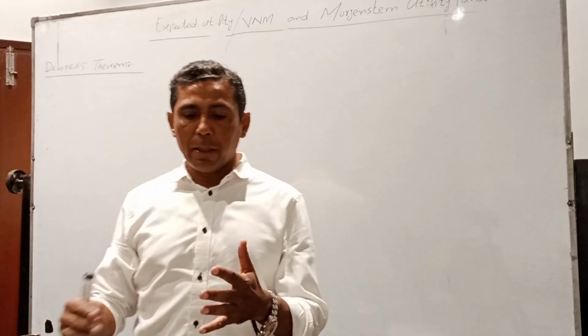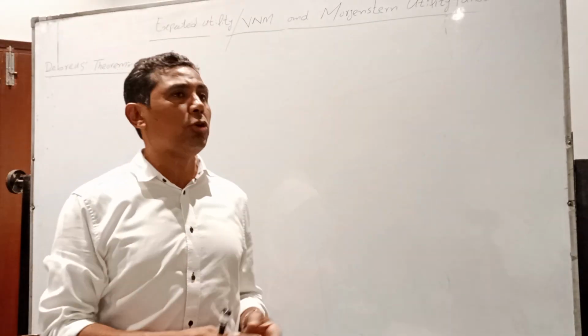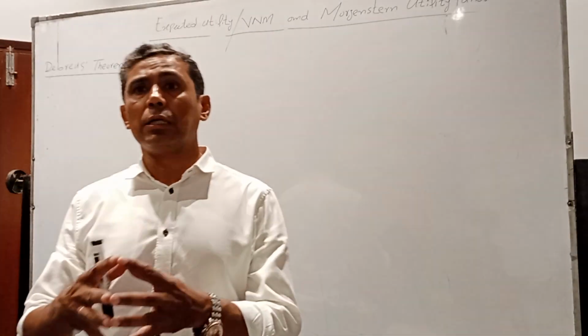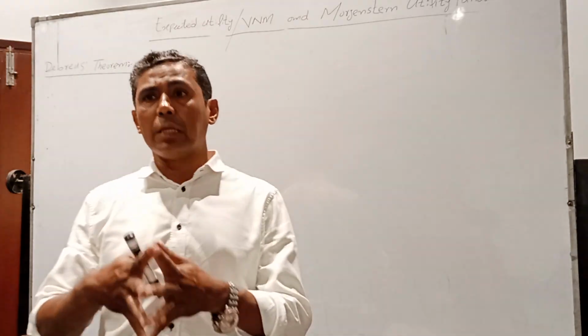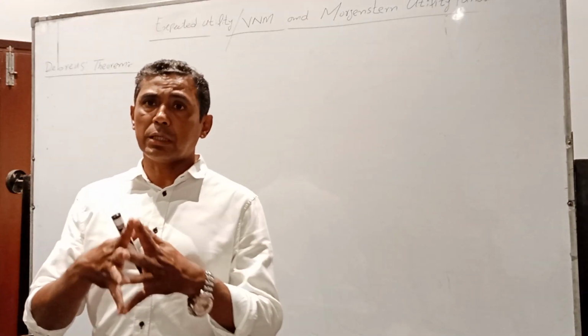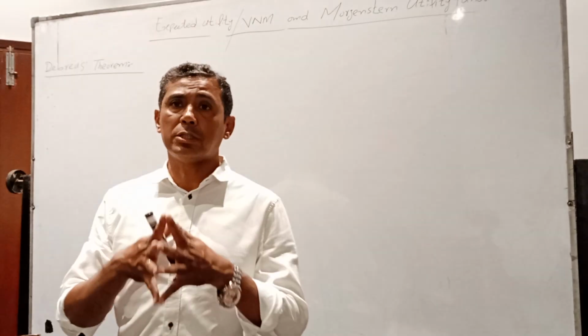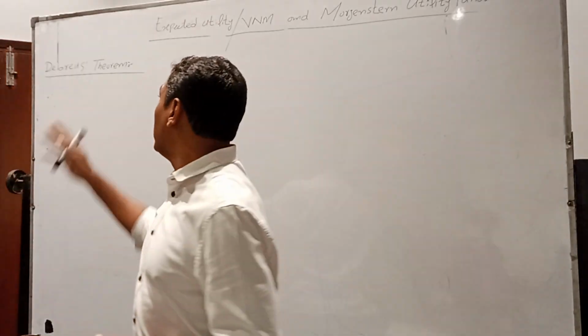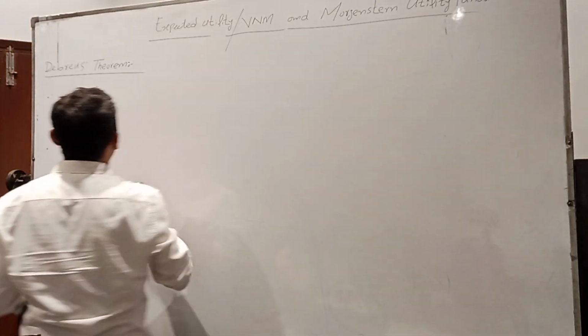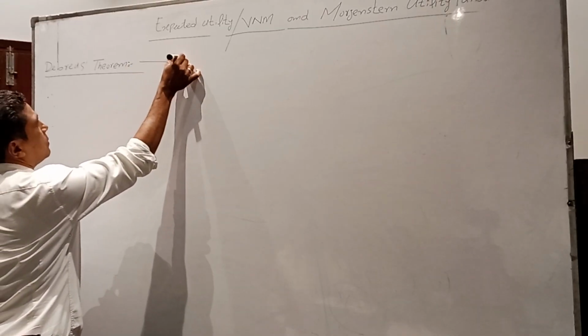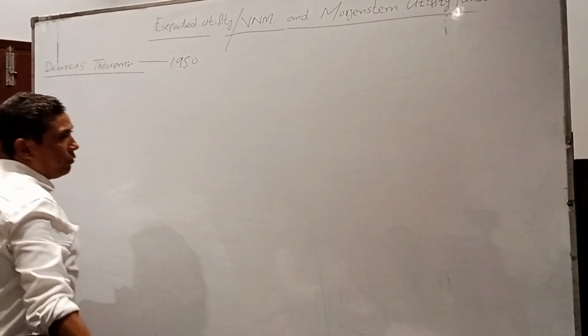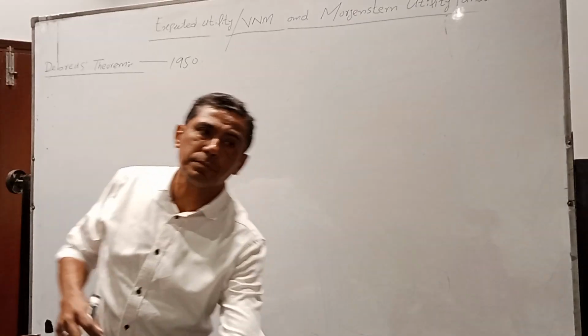First of all, von Neumann and Morgenstern did not focus on the continuity of the utility function. The continuity of the utility function was focused on by Debreu's theorem in 1950. What was that theorem?